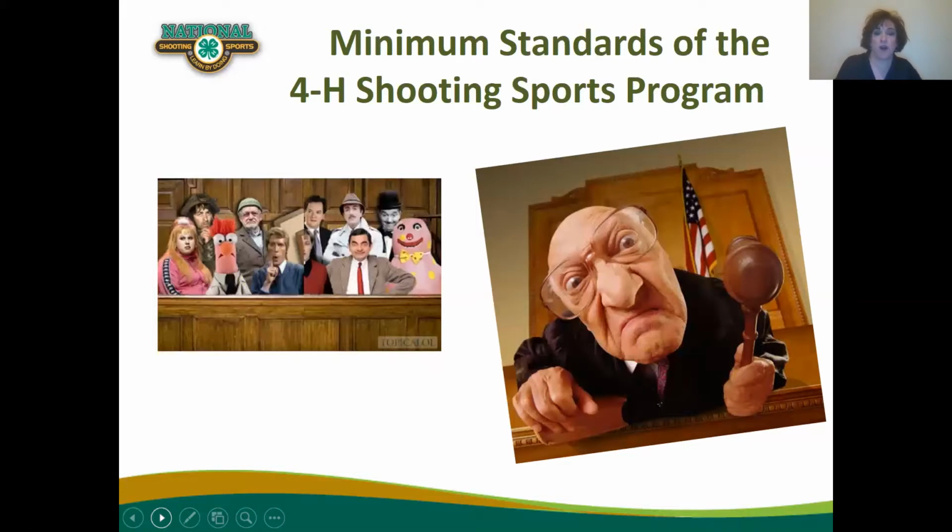If you are not following these 10 minimum standards, and you are not following what's in your job responsibilities as a shooting sports volunteer, then the university will not provide you with any kind of liability insurance. On the other hand, if you act within the scope of your training, and if you follow the 4-H national minimum standards, and you do your best to avoid negligence, you're going to be okay.